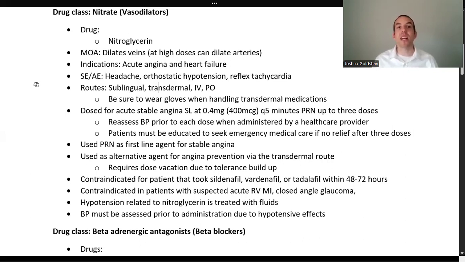The side effects of this drug, the classic side effect is a headache. In fact, almost everyone's going to get it.